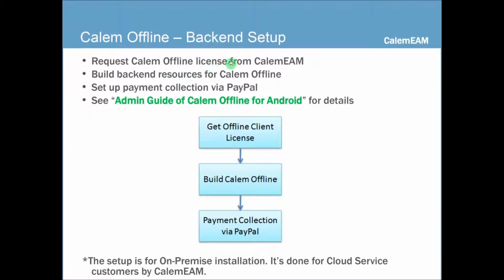Let's look at the backend setup for Calem Offline. You start with requesting Calem Offline license from CalemEAM, and you can then build the backend for Calem Offline. If you use payment collection function, you need to set up via PayPal the payment collection. And there are detailed steps in admin guide of Calem Offline for Android. The setup here is for on-premise installation, and it will be done for cloud service customers by CalemEAM.